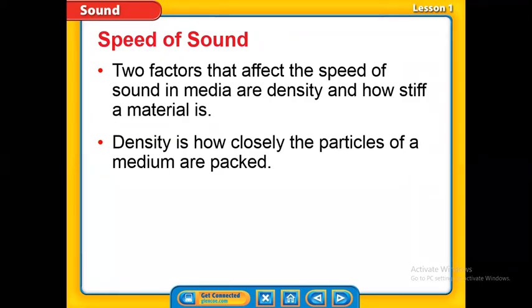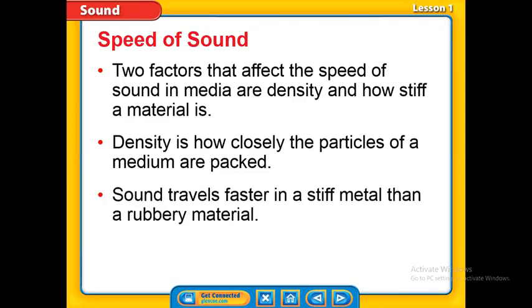So density is one of the factors that affect the speed, as we said. We also have the stiffness of the material itself, or how hard it is. For example, we have our headphones. Most of our headphones are covered with a rubber material, right? Yes. And this is a great example of how rubber actually blocks the sound or limits its speed.